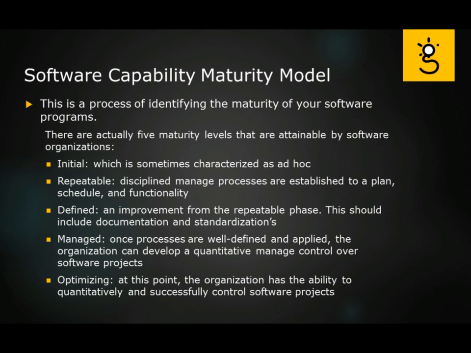And then the next and the most mature is optimizing. At this point, the organization has the ability to quantitatively and successfully control all of their software projects. But that's, again, another kind of way in which we can model the maturity of a program, rather than looking at an ISO standard.